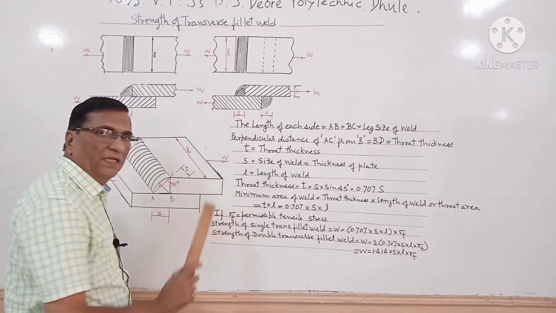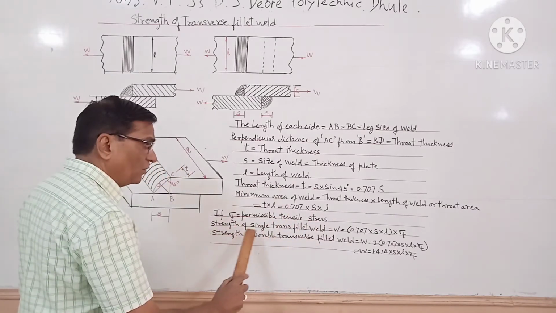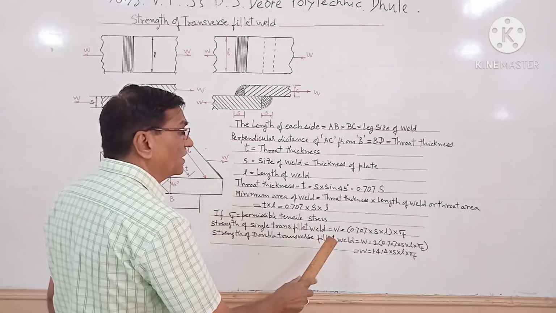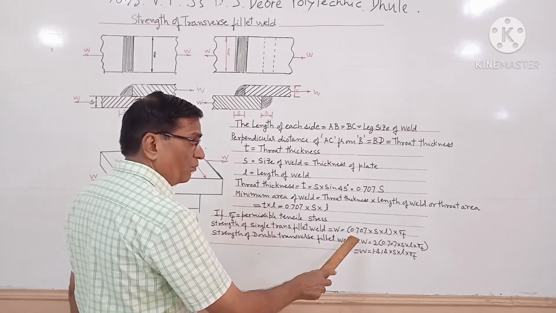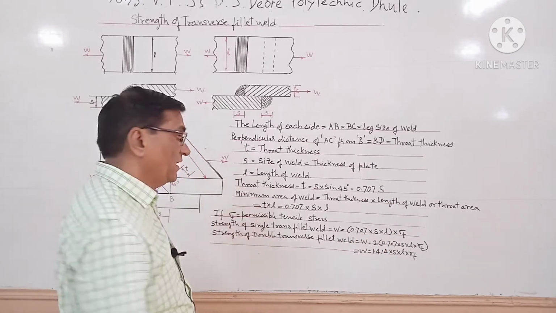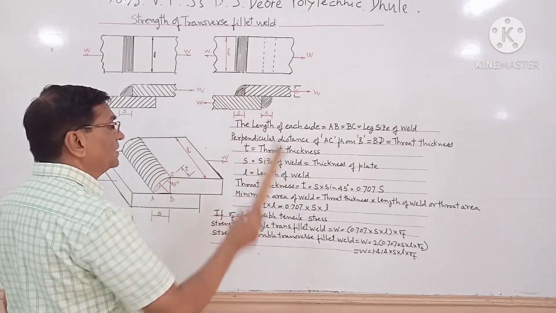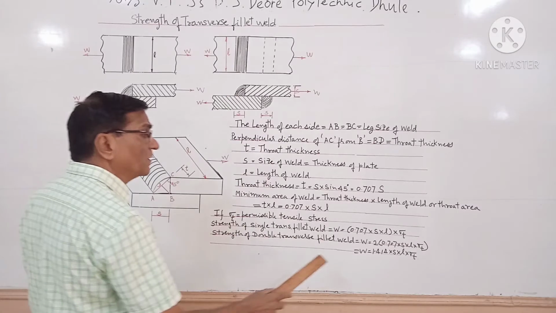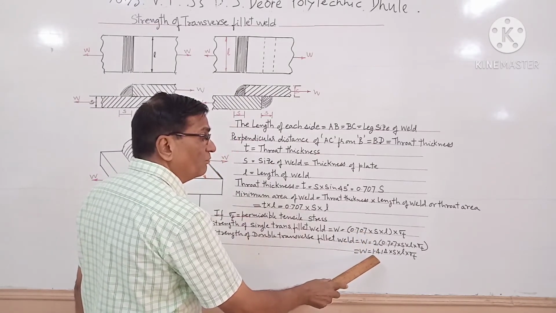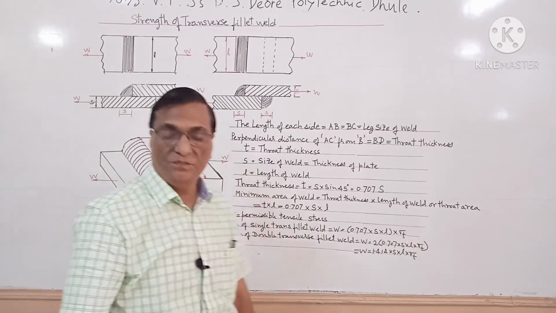If sigma T be the permissible tensile strength, then the strength of single transverse fillet weld, W, will be equal to 0.707 into S into L multiplied by sigma T. And the strength of double transverse fillet weld, W, will be double of this, that will be equal to W is equal to 1.414 into S into L into sigma T.